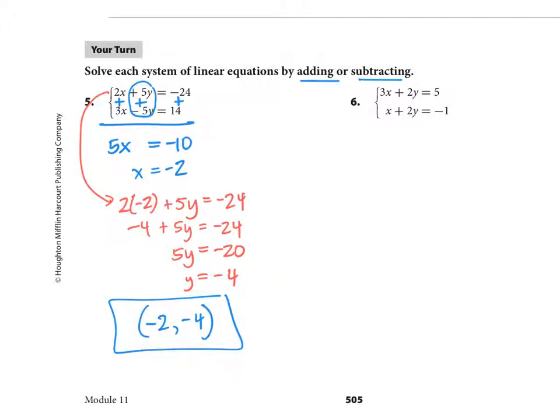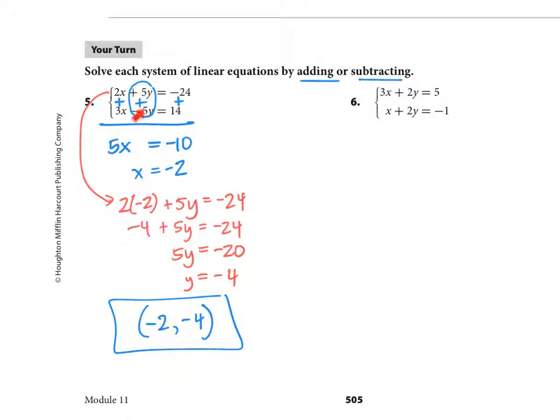Number 6, I'm going to start you off on this. I'm going to pause it, and I'll ask that you pause it before the solution pops up in front of you. So 3x and x don't have the same number, which means if I add or subtract these, it's not 0. Remember, we call it elimination because we're really getting a 0 with the x's or with the y's.